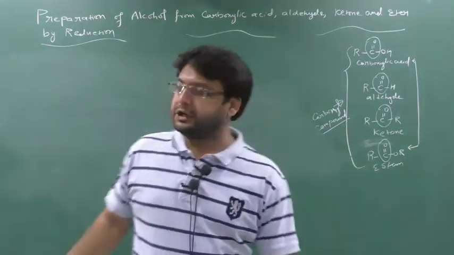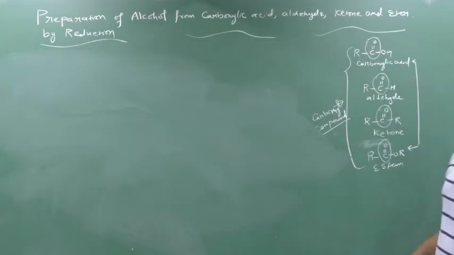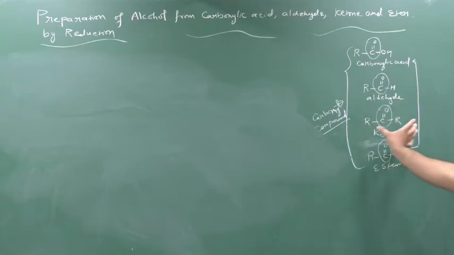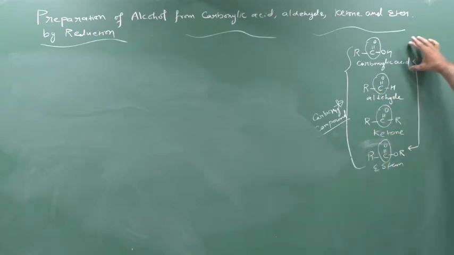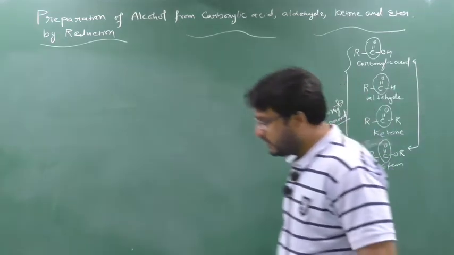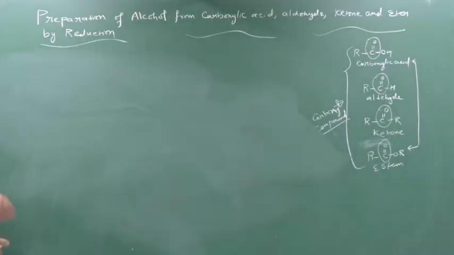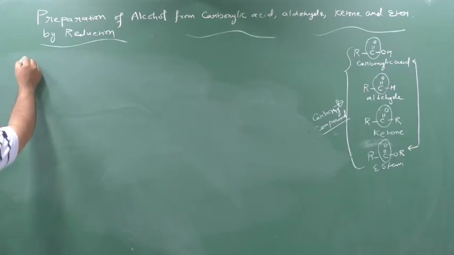So now we will continue to get the answer. Now we will see how we can prepare the alcohol. First we will see from this aldehyde and from this ketone, then we will see carboxylic acid and ester. Clear this part? So see here now how. First we will see aldehyde.